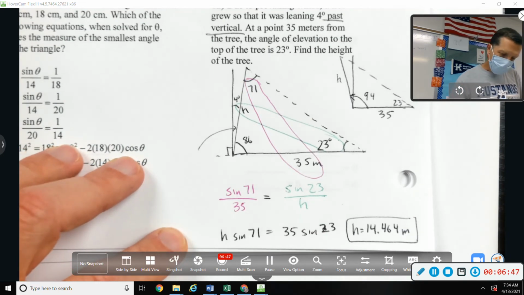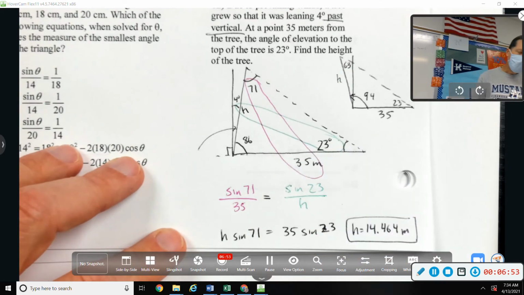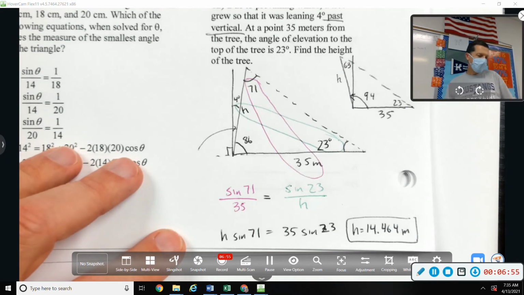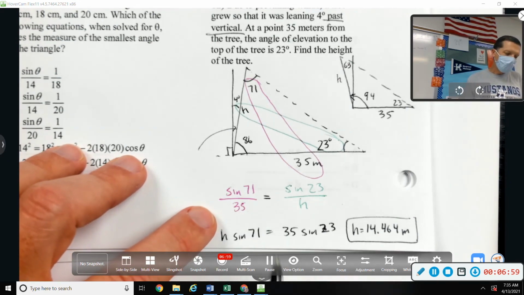180 minus 94 minus 23 is 63, and so it would be sine 63 over 35. So yes, you would definitely get a different H for that.